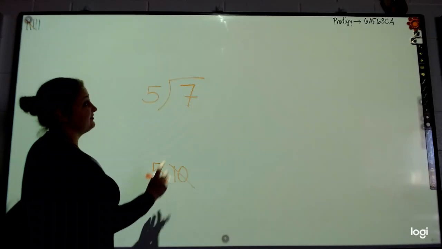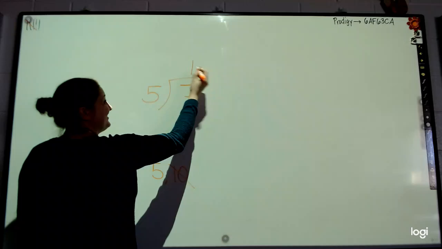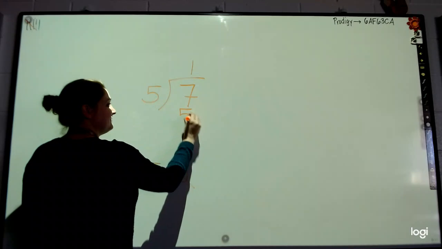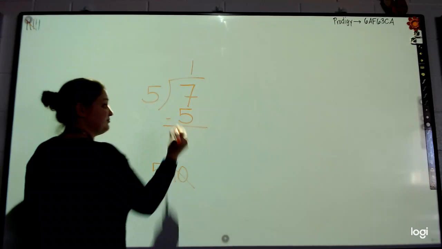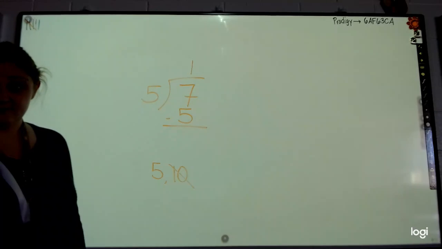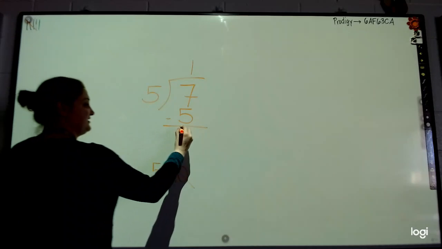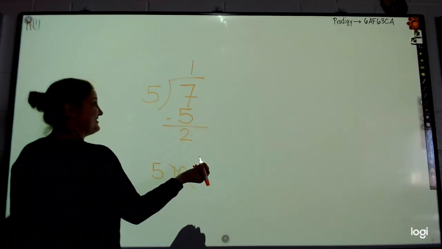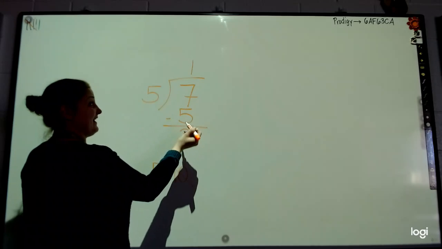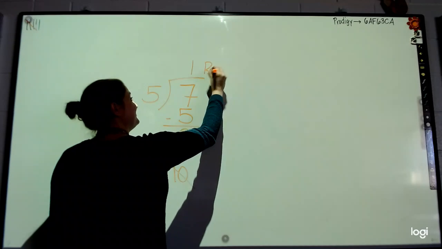Only one. Okay, so I put a 1 up here. 1 times 5 is 5. And I subtract, just like always. 7 minus 5 is a 2. So my answer, 7 divided by 5, 1, remainder 2.